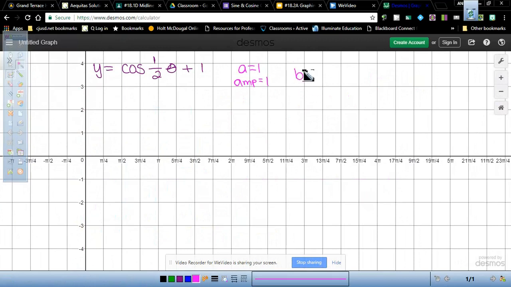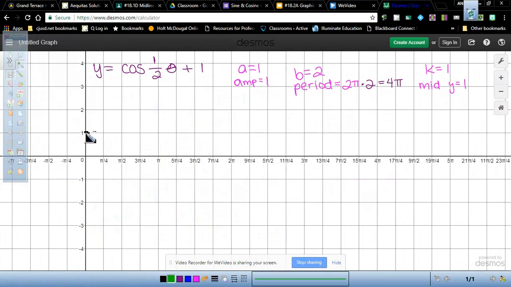My b value, remember in the generic form we gave you, it was 1 over b theta. So my b value is actually 2, which means I need to multiply my period by 2. So my base period for cosine is 2 pi, but now I'm going to multiply it by 2 to get 4 pi. And then this graph has a k value of 1, which means my midline is going to happen through y equals 1.